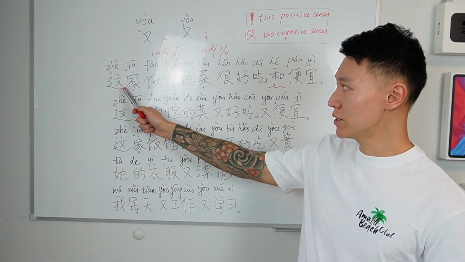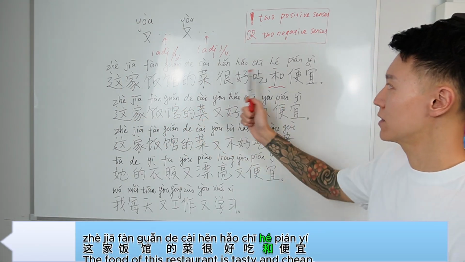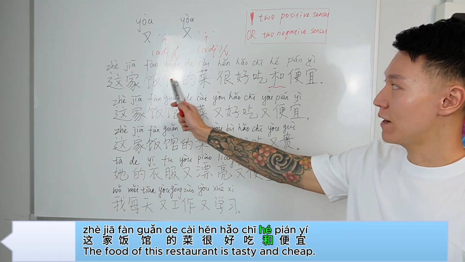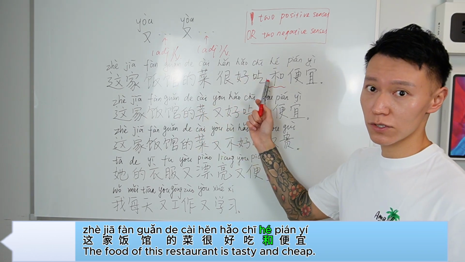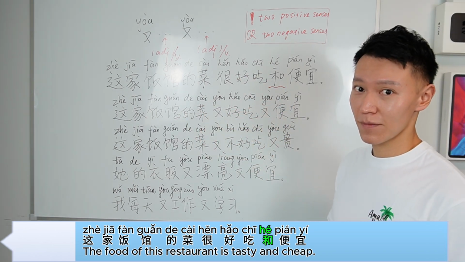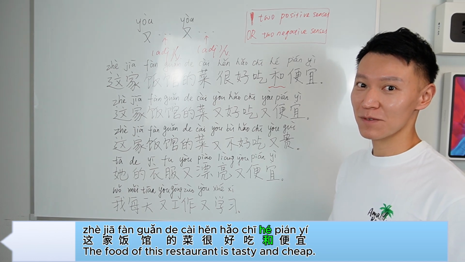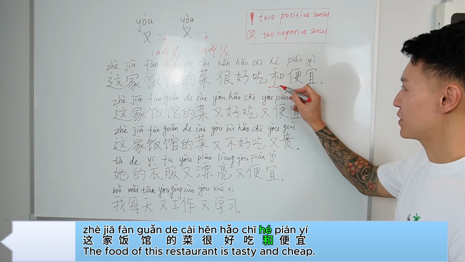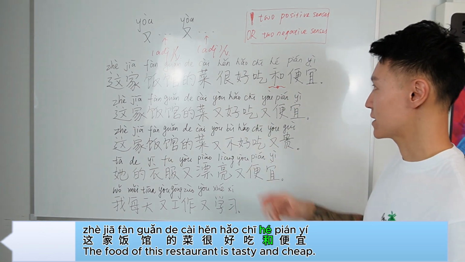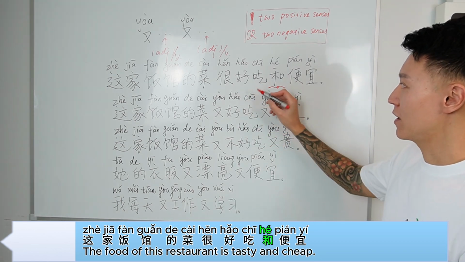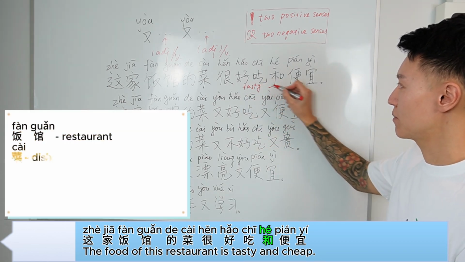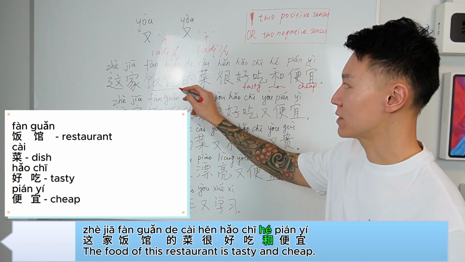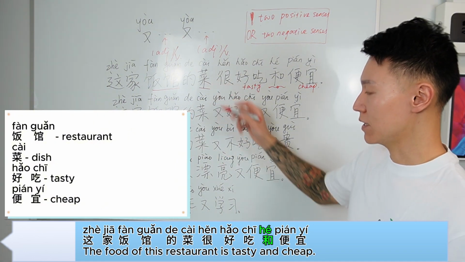The first one. 这家饭馆的菜很好吃和便宜。I believe this sentence seems really familiar to some of you, because here we use 和 to connect 好吃 and 便宜。好吃 means tasty, 便宜 means cheap. Right? 饭馆 means restaurant, 菜 means dish.